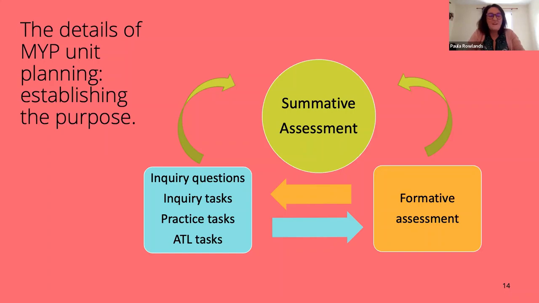Okay, all right. Yeah, so once we've decided on our summative assessment, we'll look in more detail at our inquiry questions and we'll design those leading up to our summative. So if our summative is a criterion B, then our inquiry task, our practice task, will be focusing on pattern finding. So you can see now how we're going through the layers of our unit planning.